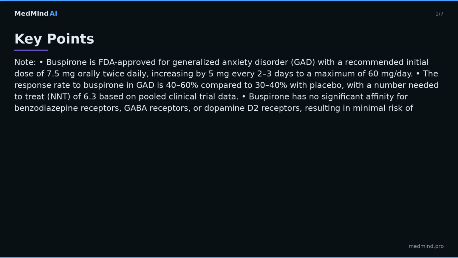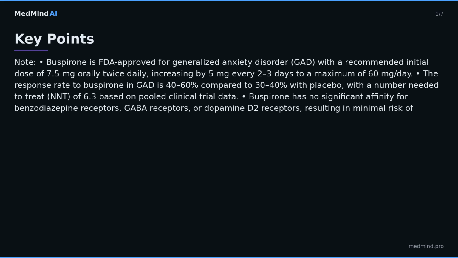Buspirone has no significant affinity for benzodiazepine receptors, GABA receptors, or dopamine D2 receptors, resulting in minimal risk of dependence, abuse liability less than 1% in controlled studies. Onset of anxiolytic effect with Buspirone typically occurs after 2 to 4 weeks, with maximal benefit seen by week 6 in 70% of responders. Buspirone is classified as pregnancy category B.